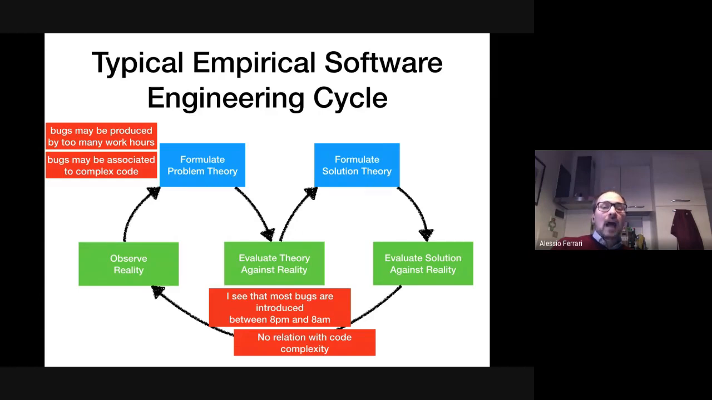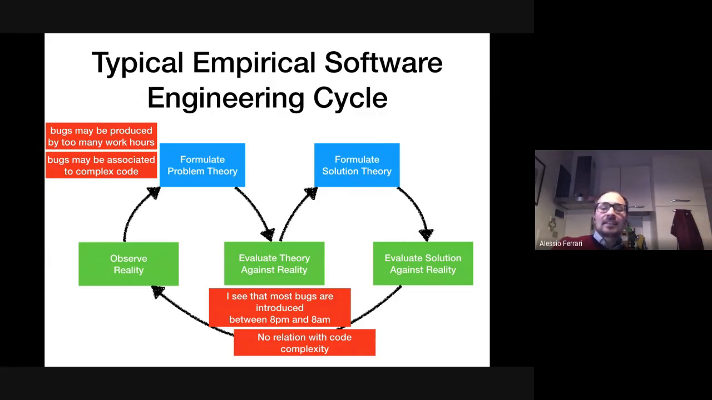And I want to check whether there is a relation to the working time. And I see that actually there's no relation. The real relation is that most of the bugs are introduced between 8 p.m. and 8 a.m. And if I check the number of bugs in the code with respect to how long the code is and the code complexity, I see that there's no real relationship. So it seems that one hint from the observation of reality shows me that probably the complexity of code is not related to the number of bugs in my context.